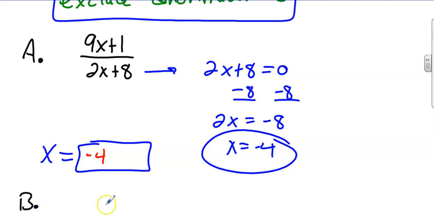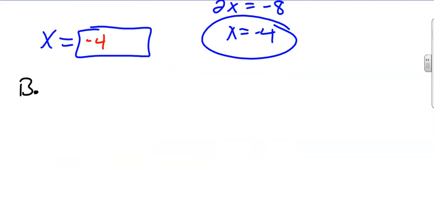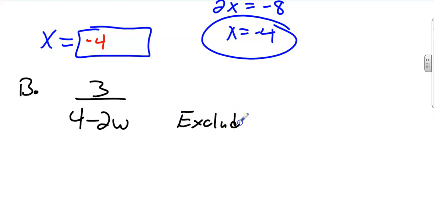One more of those. Let's go with 3 over 4 minus 2w. Okay, and again, it's just in your denominator. Take whatever you've got in the denominator and make sure that that value equals 0. We're going to exclude that.